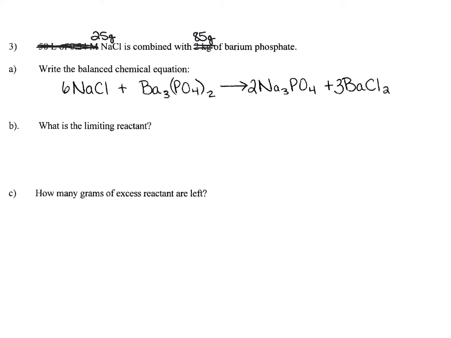I'd like you to try this one on your own. For my answers, I am going to go from 25 grams of sodium chloride, and I'm going to calculate how much sodium phosphate I need. And then I'm going to go from 85 grams of barium phosphate, which is this one, and find out how many grams of sodium phosphate are made. And then I'm going to compare those two to find out which one is my limiting reactant. So grams of NaCl to grams of Na3PO4, grams of barium phosphate to grams of Na3PO4. Try that first step on your own, pause the video, and then come back.